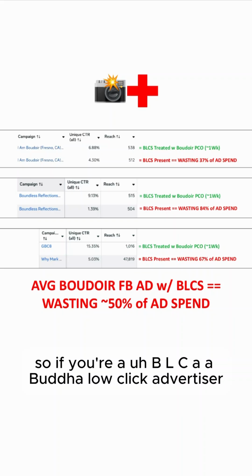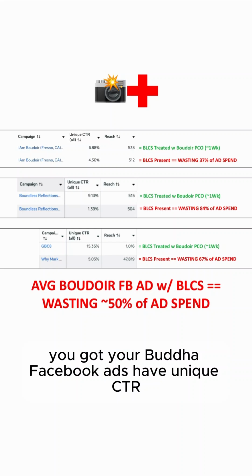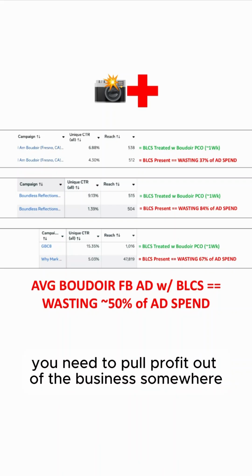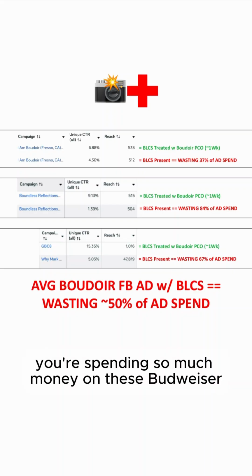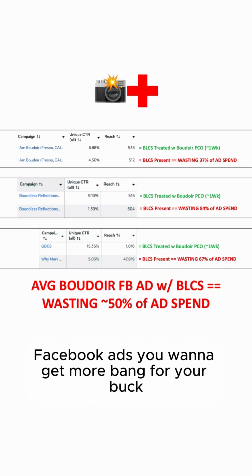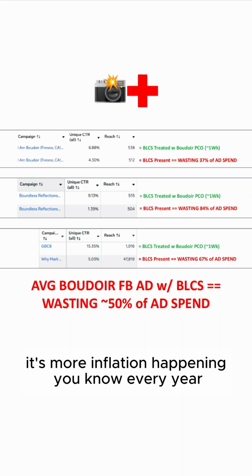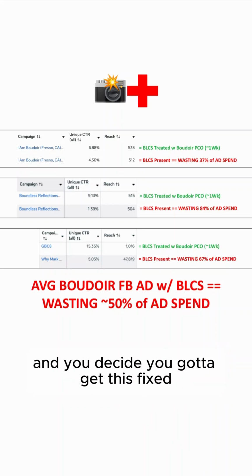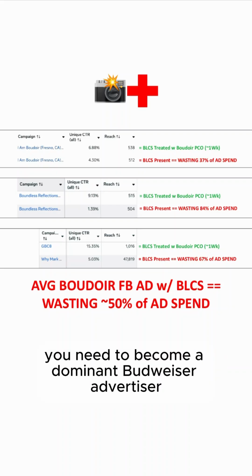So if you're a BLCA, a Boudoir low click advertiser, your Boudoir Facebook ads have unique CTR under 6%, and you decide you need to pull profit out of the business somewhere. Got to be more efficient, optimize more. You're spending so much money on these Boudoir Facebook ads. You want to get more bang for your buck. There's more inflation happening every year in real life, more boudoir photographers entering the market, and you're looking for ways to stay competitive. And you decide you gotta get this fixed. You need to become a dominant boudoir advertiser.